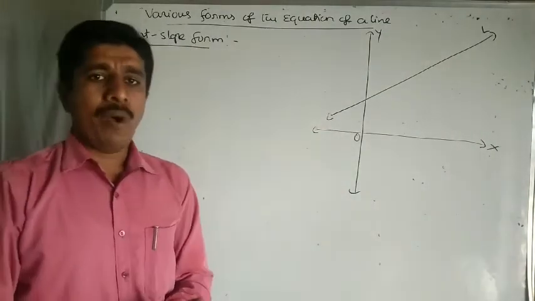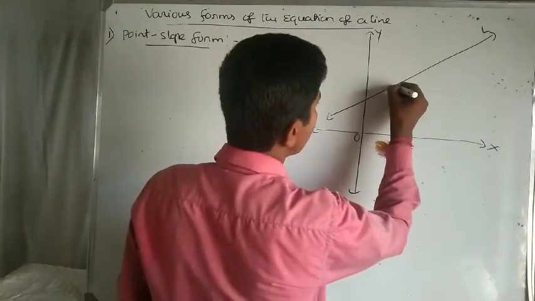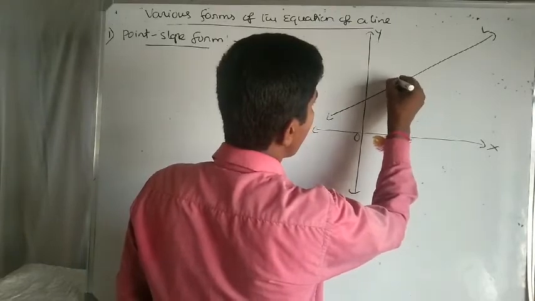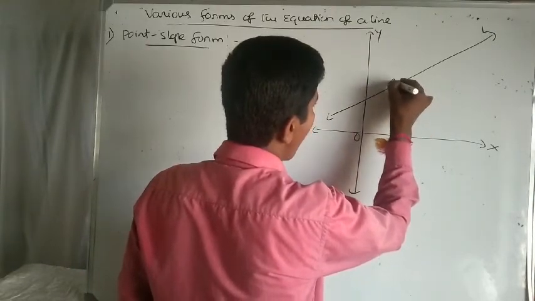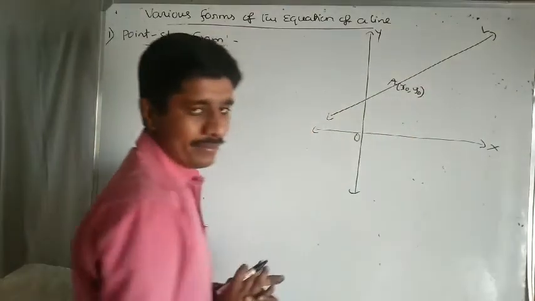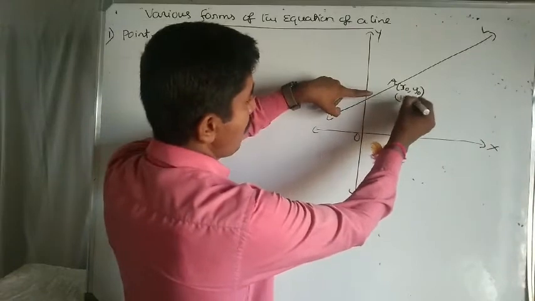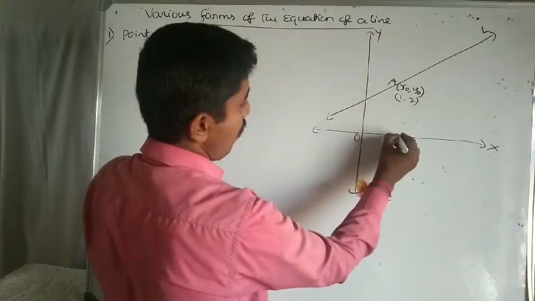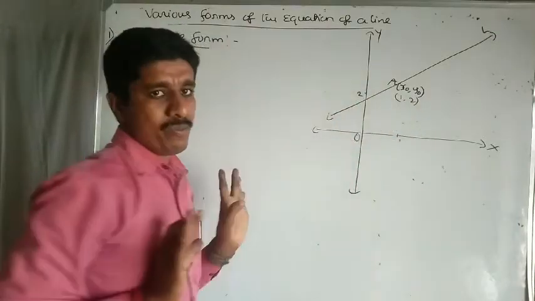Let us take one fixed point on the non-vertical line, a point x naught comma y naught. It is a fixed point on the non-vertical line L. Fixed point means suppose x naught equals 1 and y naught equals 2. Suppose it is a fixed point.